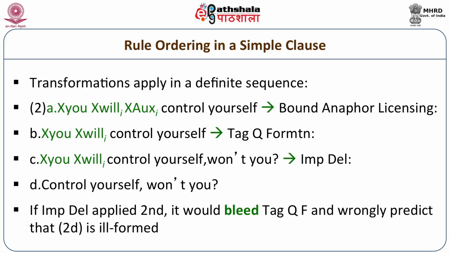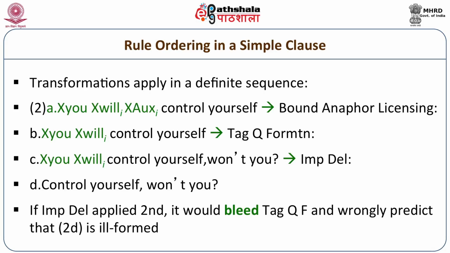After that, tag question formation applies, which gives you "X will, control yourself, won't you?" Finally, imperative deletion applies to give you the surface structure, "control yourself, won't you?" Look at the order in which these rules applied: bound anaphor licensing, tag question formation, imperative deletion.